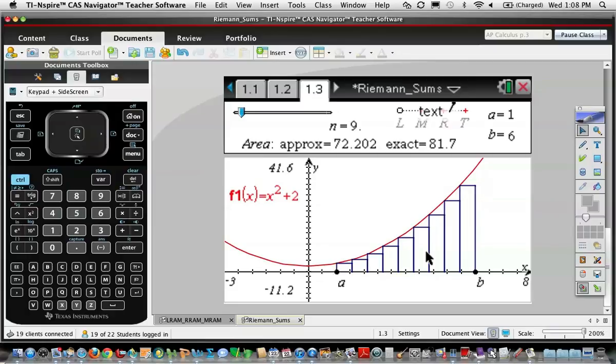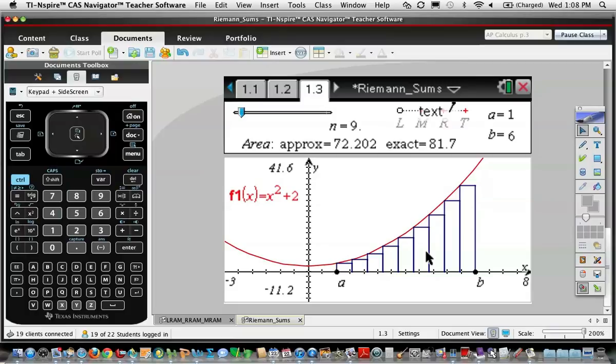And here's another thing I didn't say, but it is true. The rectangles don't have to be equal width. We said over here that we'll let delta x be (b minus a) over n. That's if we have equal widths. 98% of the time we'll have equal widths, and we'll use left and right and midpoints. But it wouldn't have to be that way.